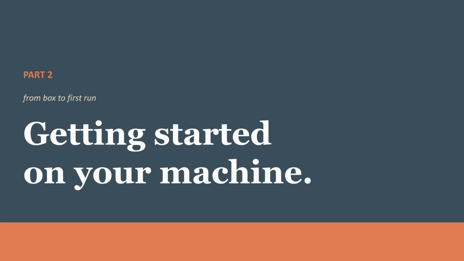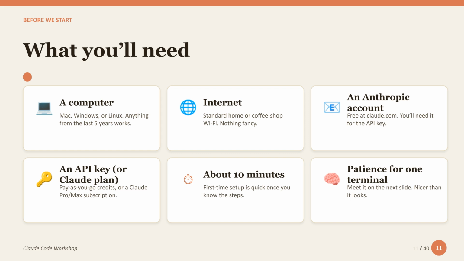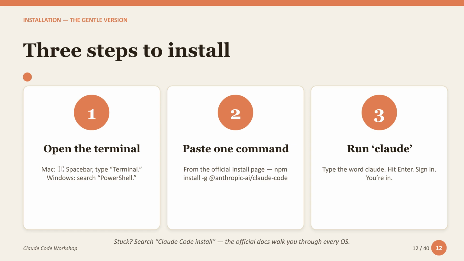We will cover the prerequisites, the installation process, and your first interactive session. Feel free to follow along or save this for later. To get started, you will need a computer, Mac, Windows or Linux, internet access, and an Anthropic account. You'll need an API key or a Claude subscription. Allow about 10 minutes for setup, and be patient with the terminal, which we'll discuss next.